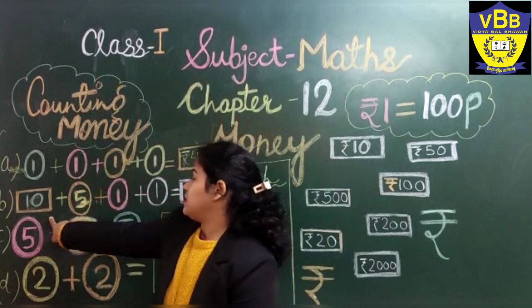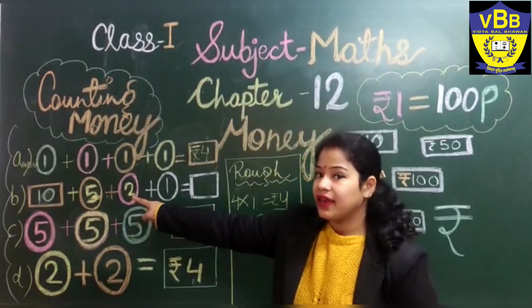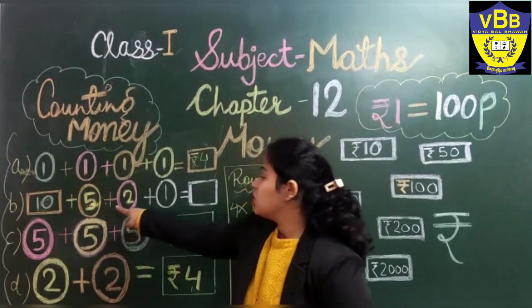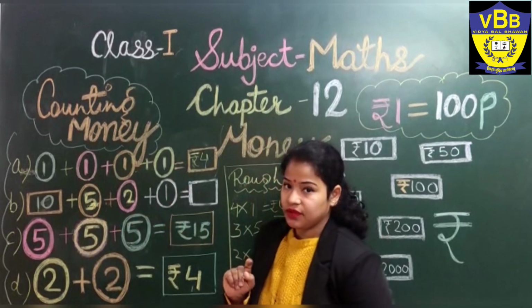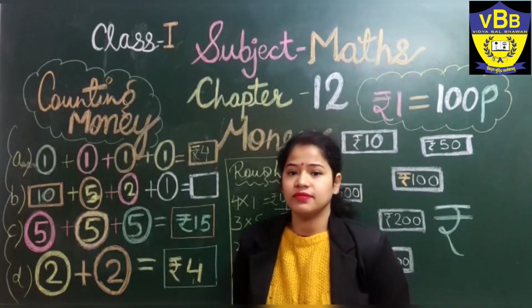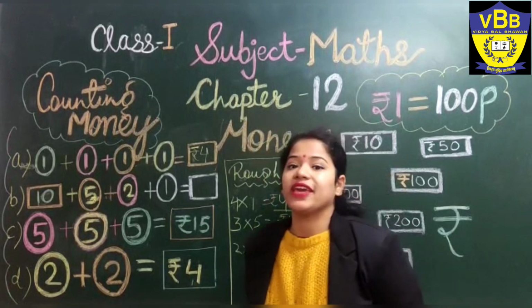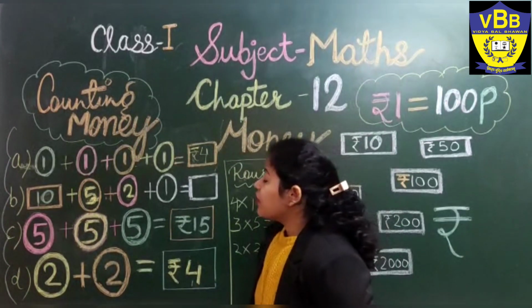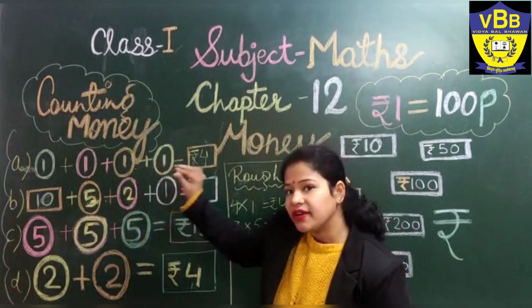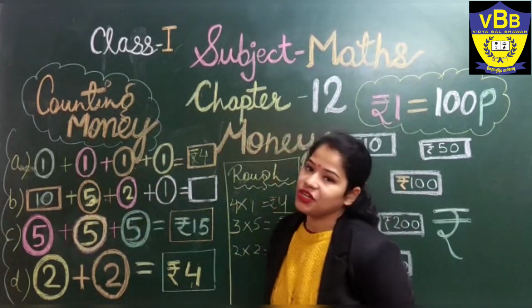Now moves toward the B part, that is the different value of coins and notes. See, first the note of 100 plus. Now moving towards part B, here are rupees 10 note, rupees 5 coin, rupees 2 coin, rupees 1 coin. Are you observing one thing here? What are you observing here, class? That there are different values of notes and coins.